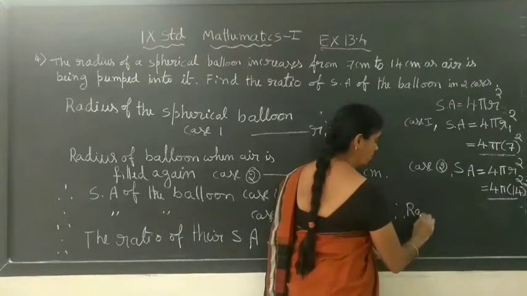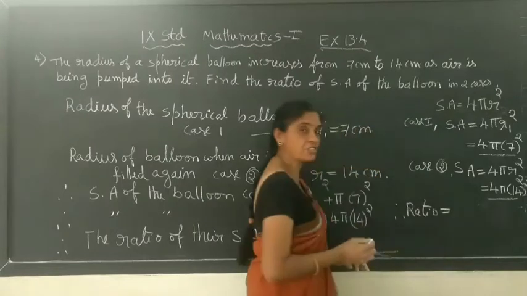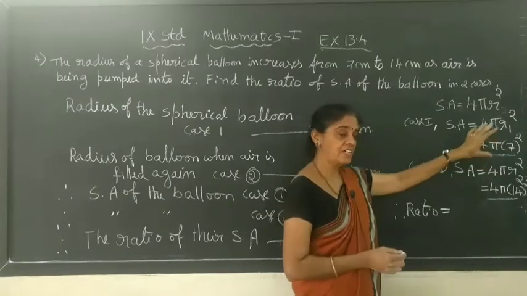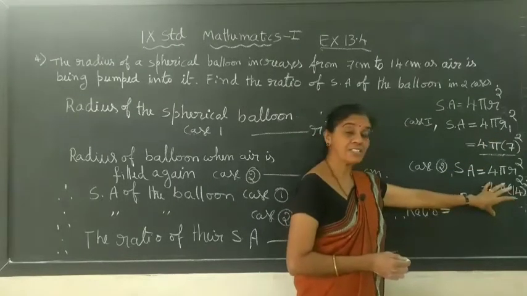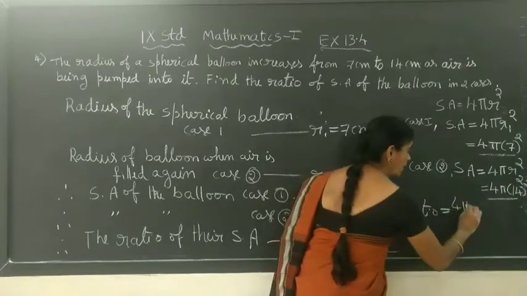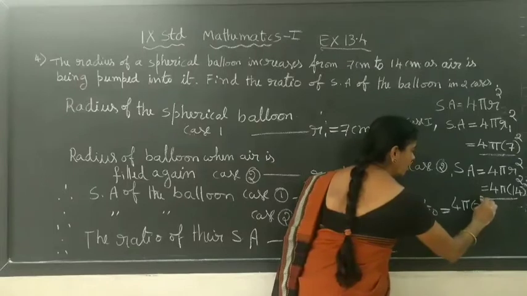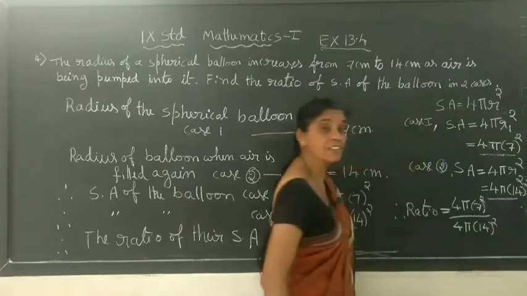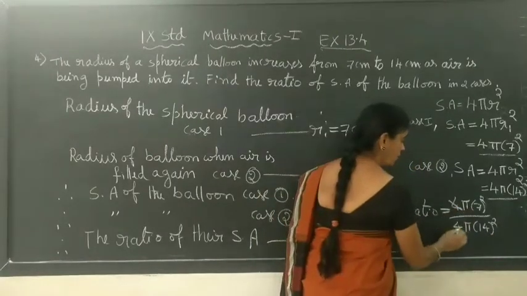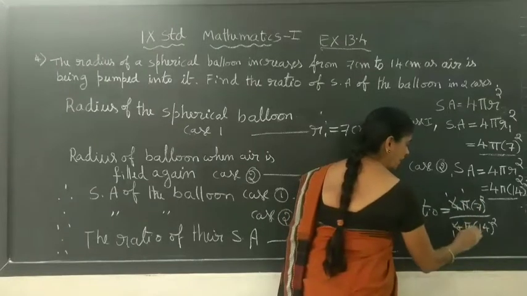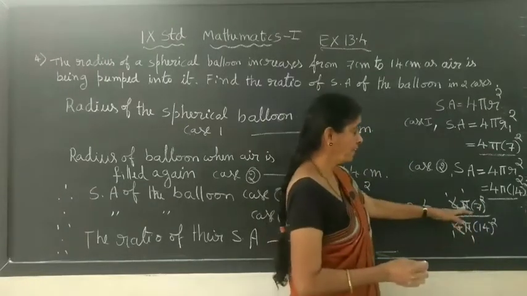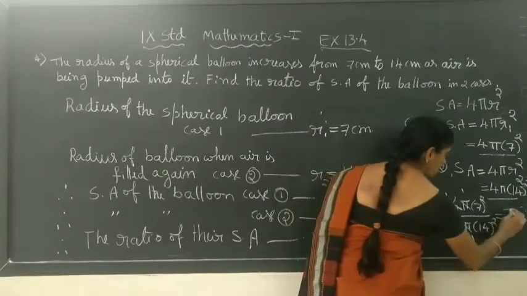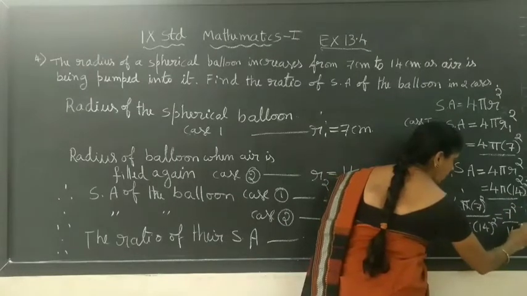Therefore, the ratio. We will find the ratio. How to find the ratio? The surface area of the balloon in the first case divided by the surface area in the second case. So it is 4 pi 7 square divided by 4 pi 14 square. Now this is the common factor, 4 ones are 4, pi one time, pi one time. That is why I have not simplified, it's easy to do the calculation. Now what is left out? It is equal to 7 square by 14 square.